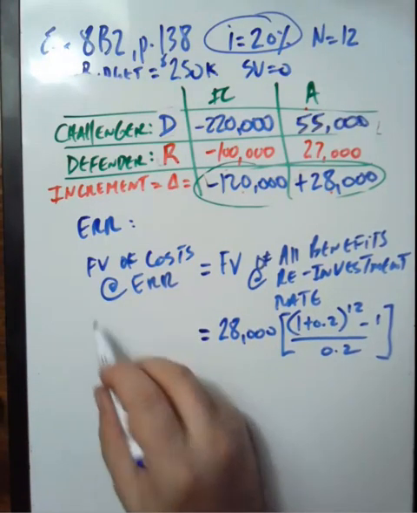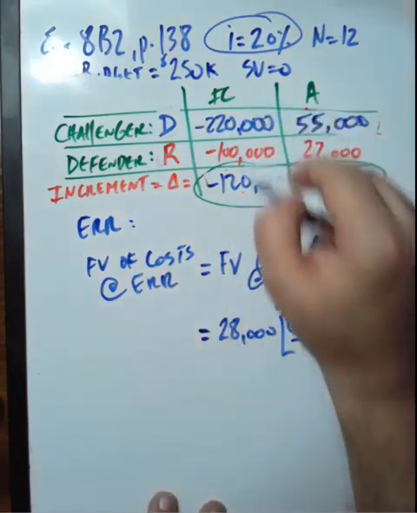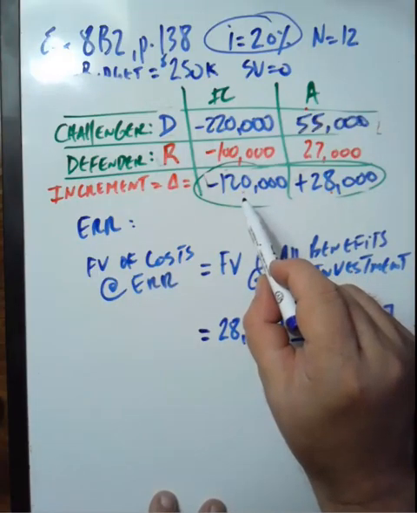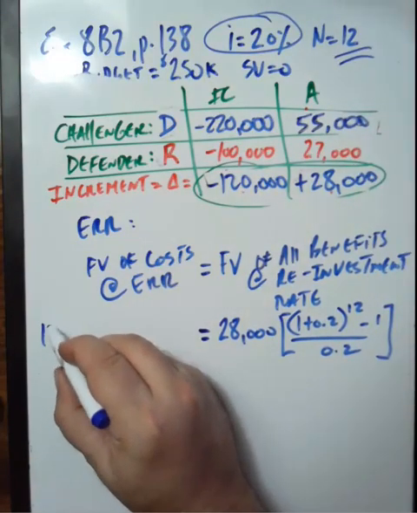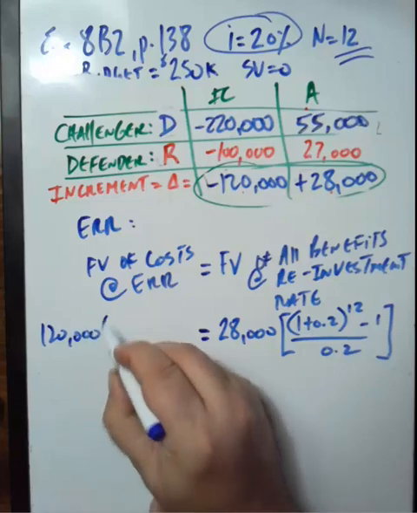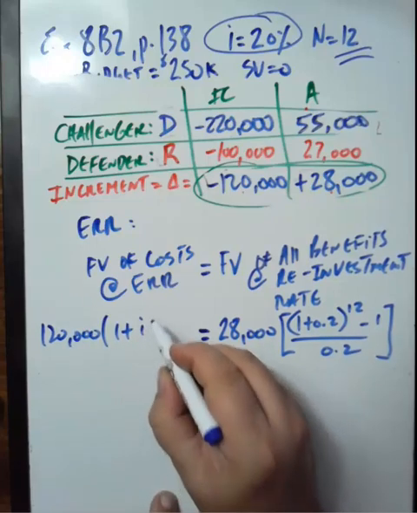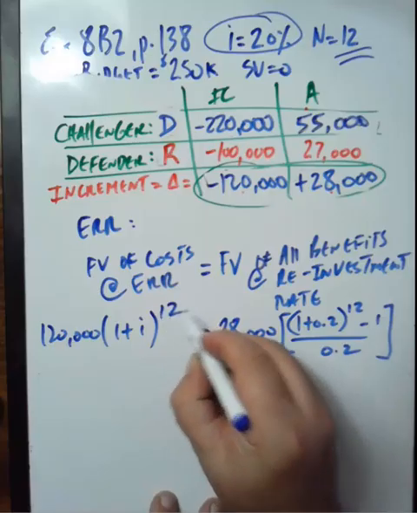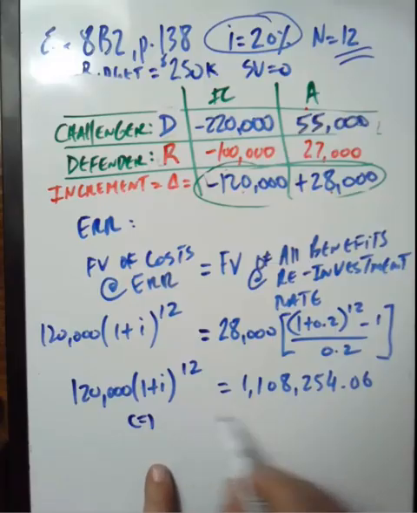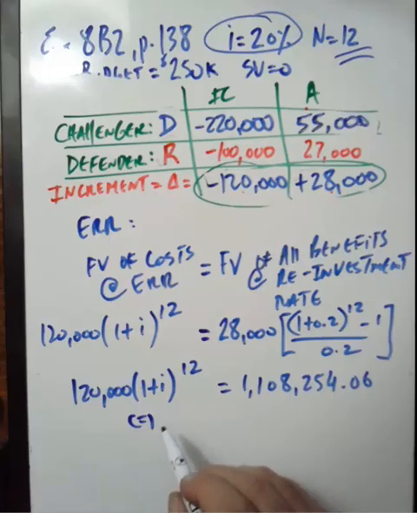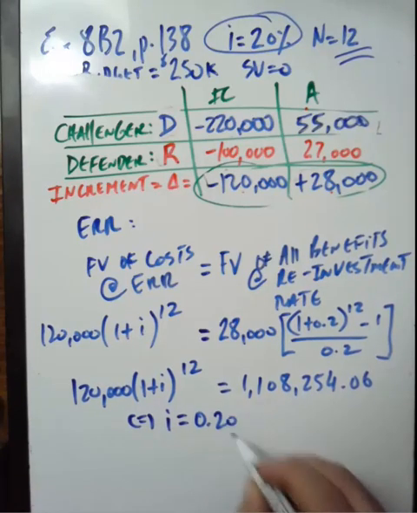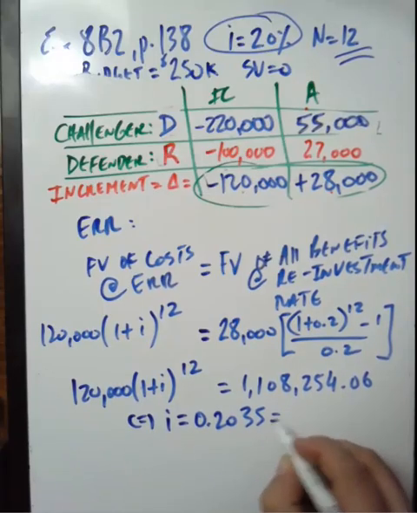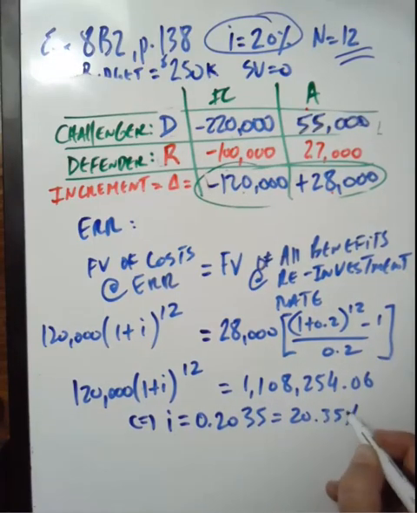And on the left hand side we have the future value of the cost. The cost is a single cash flow at time 0 that needs to be pushed up to time 12. So we have the 120,000 pushed forward at that interest rate we want to find over 12 years. And the interest rate that makes this equality hold is 0.2035, the same as to say 20.35%. And this is the external rate of return.